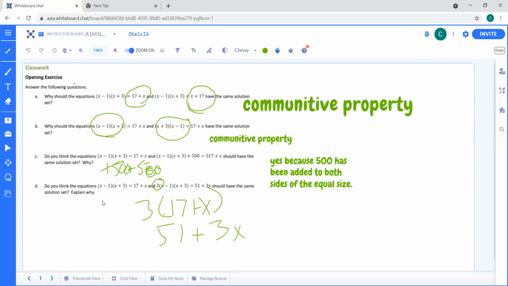Over here, for this one, they didn't distribute. Here, they distributed. I'm sorry. Let me go back. That's not correct either. On this side of the equation, they left it undistributed. They just put the 3 out front here. But for this side of the equation, they actually distributed the 3, because they had 3 times 17 plus x, and they distributed it and got 51 plus 3x.